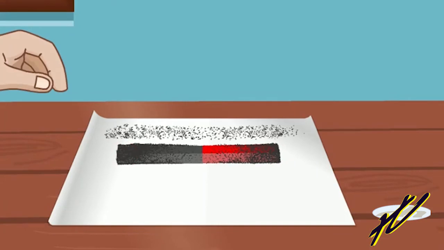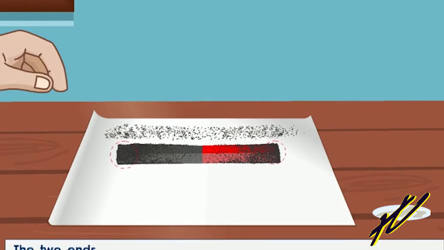Students, why are more iron filings or pins attached at the ends? It's because the two ends of the magnet have the greatest attracting power. So, they attract more iron filings or pins. Now, let us move on to the third property of a magnet.